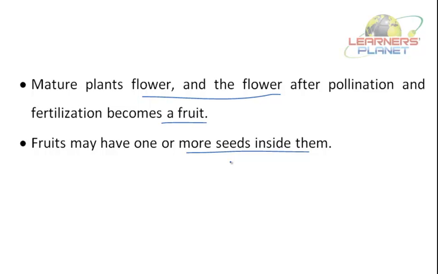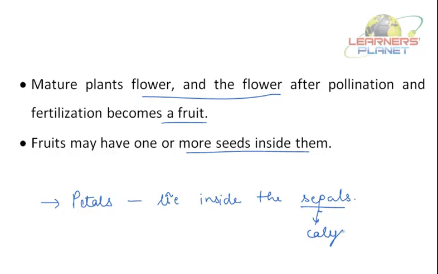Now besides stamens and pistils, as we discussed, there are petals. So students, the colorful parts of a flower are called petals, and the petals lie inside the sepals. Remember this. There are petals, and petals lie inside the sepals. Sepals are the green leaf-like structures in the outermost circle of a flower, and all the sepals taken together are called calyx.